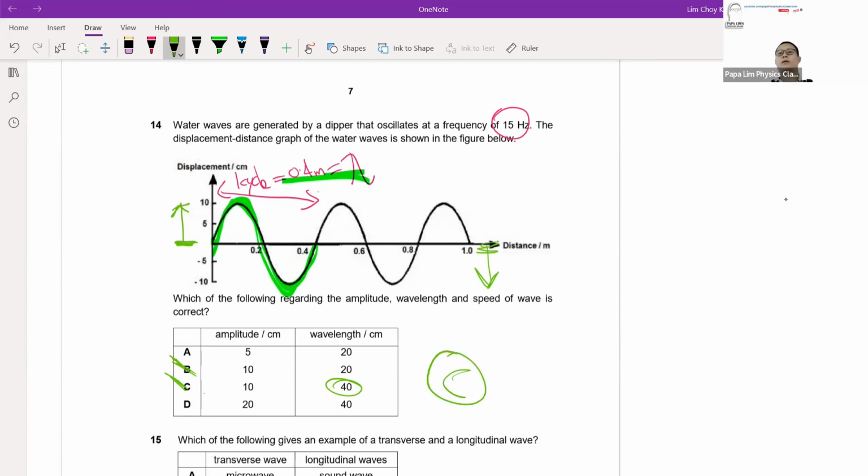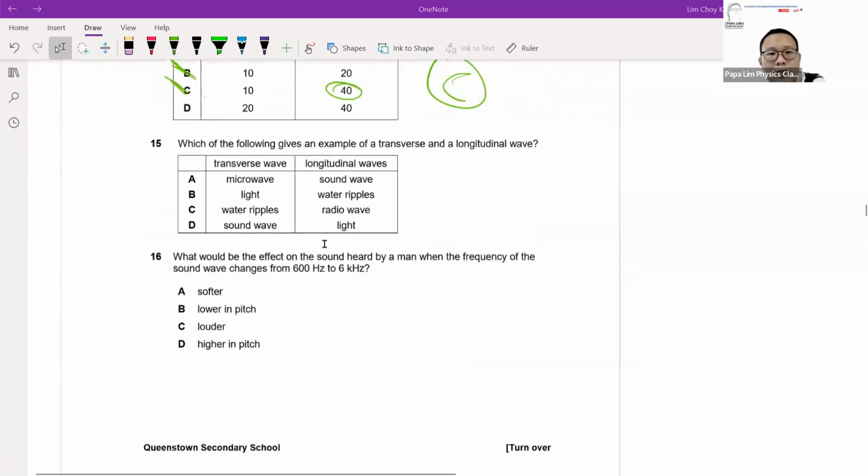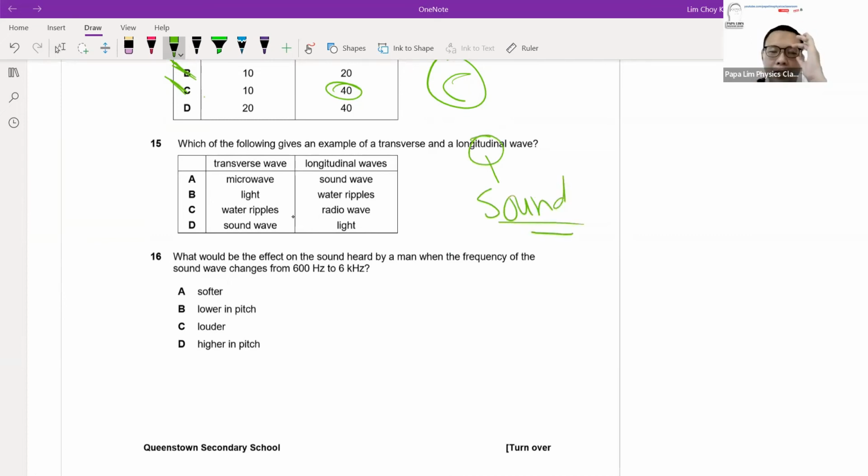So take note of the small tricks that they ask for, like conversion, and remember what you need to do when you look at units, like SI units. Be alert a bit. Next, 15: transverse and longitudinal. Like I mentioned before, when you ask for longitudinal, there's only one wave in the syllabus, which is sound. Anything related to sound is a longitudinal wave. So whether it's ultrasound, infrasound, or sound, it's definitely a longitudinal wave. Take note of it.